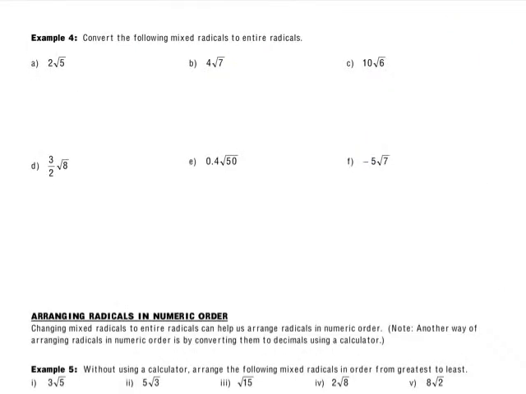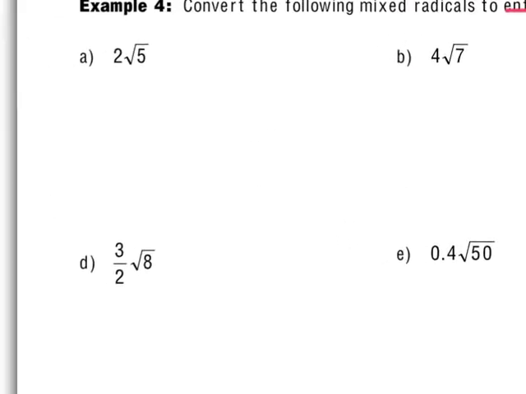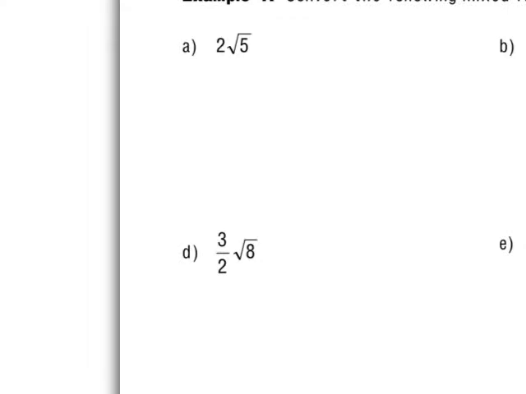Example number 4 here. It says convert the following mixed radicals to entire radicals. So now we're going the other way. Before we were taking things outside of the radical sign. Now we're trying to put everything back in and make everything an entire radical. So the first step here, again, let me zoom in a little bit, on the 2 root 5.